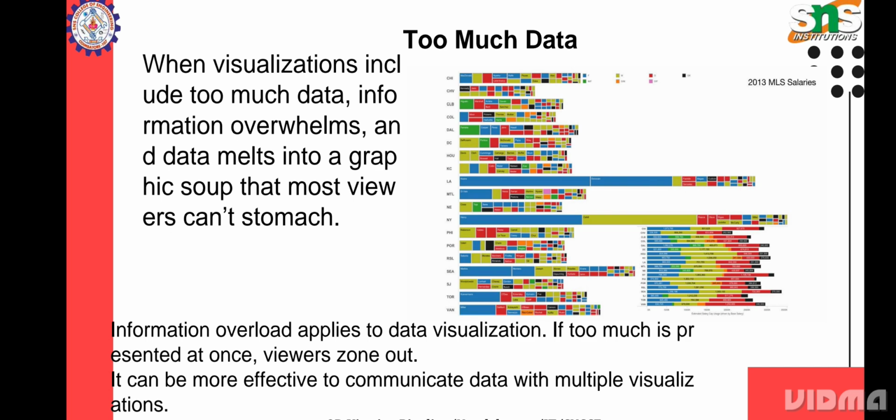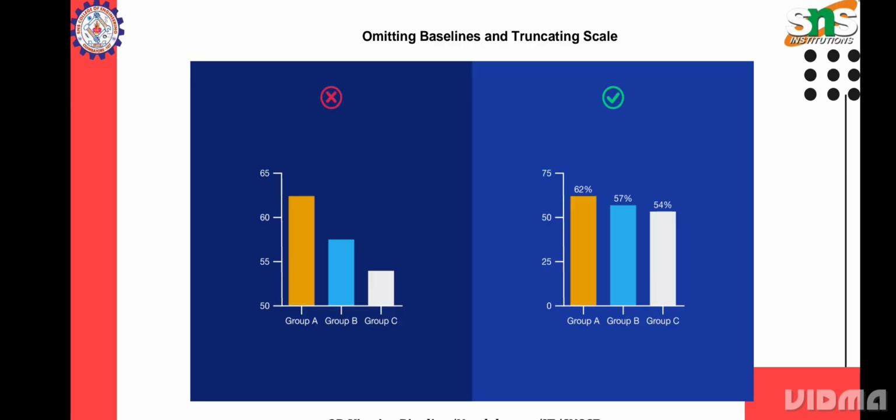Next, too much data. When visualizations include too much data information, it overwhelms the data and melts into a graphic soup that most viewers can't understand. Information overload applies to data visualization. If too much is presented at once, viewers zone out. It can be more effective to communicate data with multiple visualizations. In this data, there are multiple colors and multiple lines. Here, the second image shows the same data, which is easy to understand.